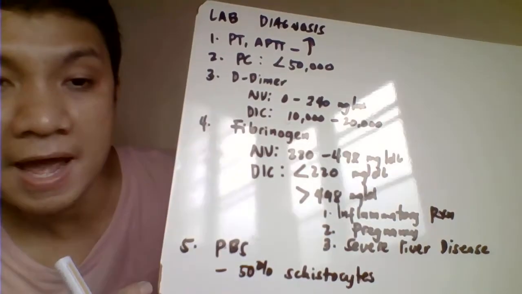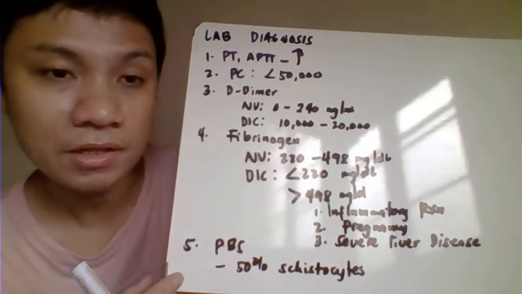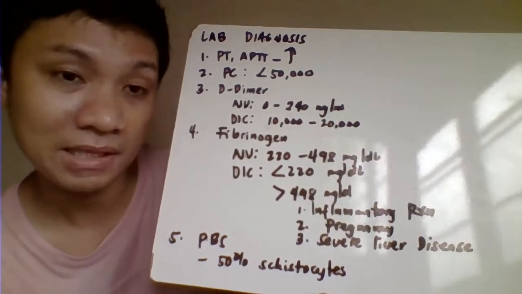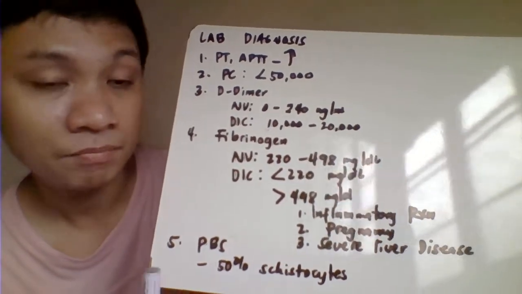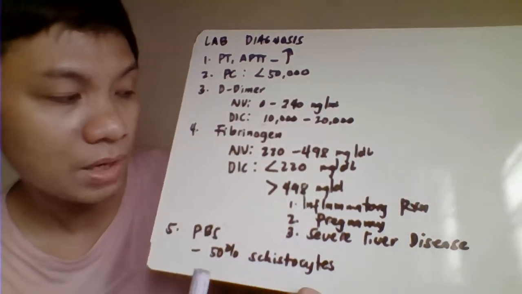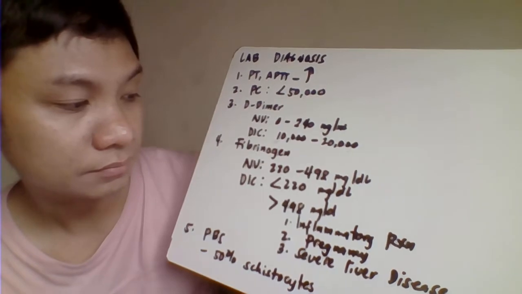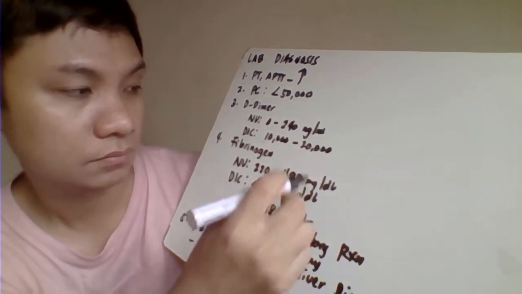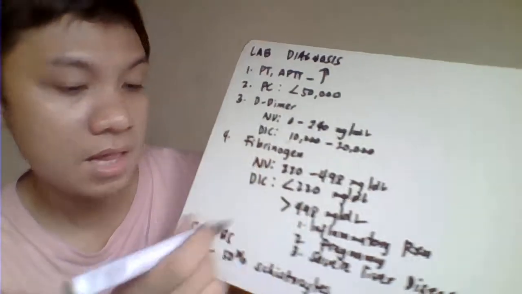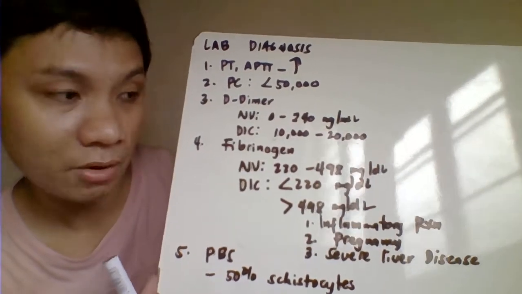Another one, we have the D-dimer. Again, this is the most sensitive test parameter for you then to diagnose the DIC. So, dapat mataas ang level ng D-dimer natin. Okay, normal values for the D-dimer, 0 to 220, 0 to 240 nanogram per ml. That's nanogram per ml. In the DIC, this one could go as high as 10,000 to 20,000.